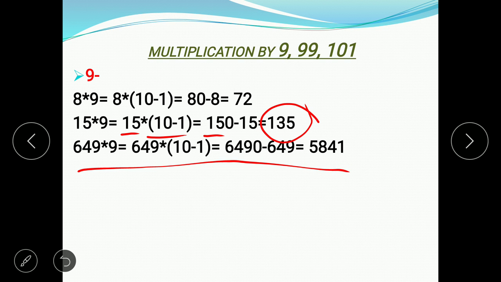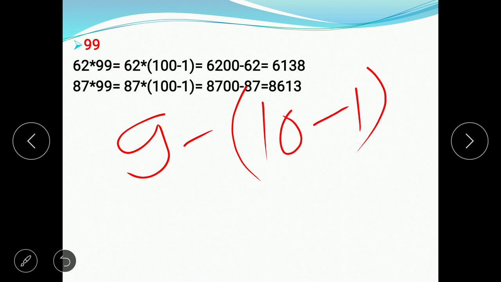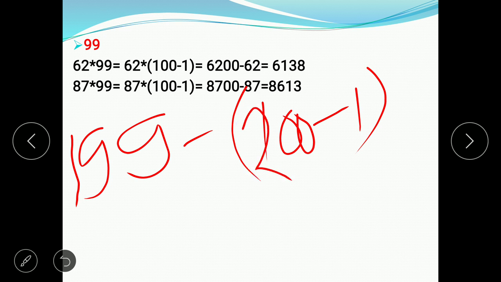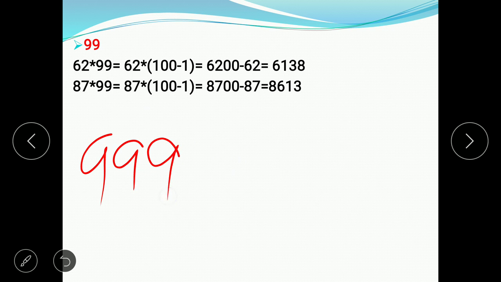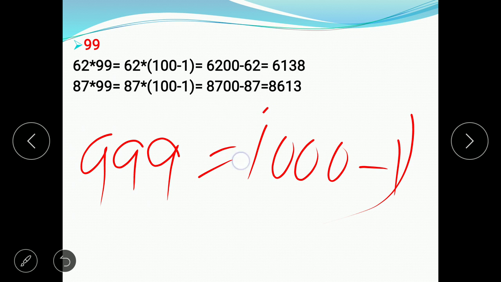Clear? Okay. Now 99. When you see numbers like 9, you have to relate it with 10 minus 1. When you see 99, you relate it with 100 minus 1. When you see 199, you relate it with 200 minus 1, and similarly. And if it's 999, then you will write it as 1000 minus 1, and this will help you solve the multiplication very quickly. Clear?